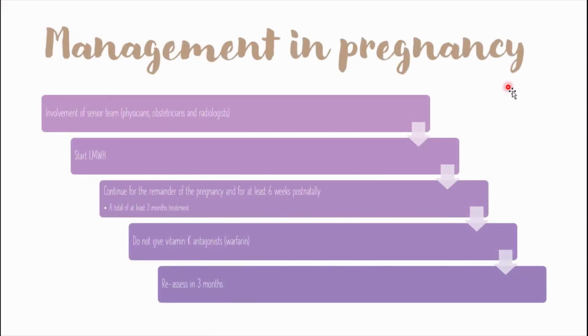As pregnancy is a risk factor for PEs, it's important to know the rough outline of the management. Initially, it's important to involve all senior physicians, obstetricians and radiologists in the patient's care. The patient should be started on low molecular weight heparin and continued on it for the remainder of the pregnancy and at least 6 weeks postnatal. The goal is to have at least 3 months of using low molecular weight heparin. Then at the 3-month mark, reassess the patient. Please remember, you cannot give a vitamin K antagonist such as warfarin to someone who is pregnant, as they are known to cause fetal defects.